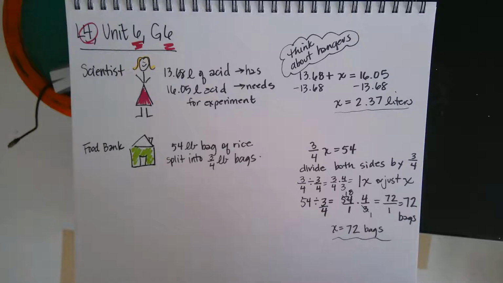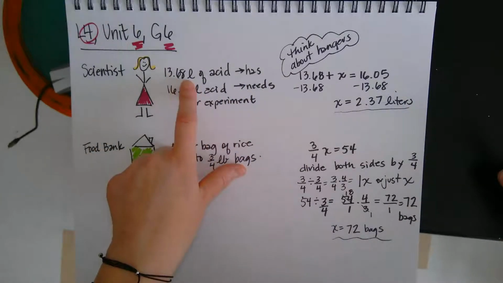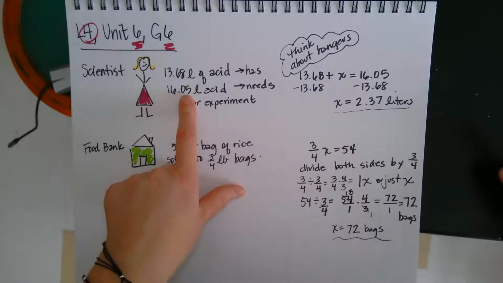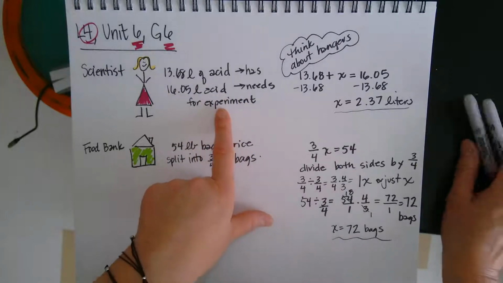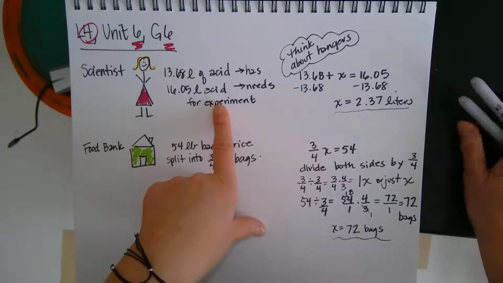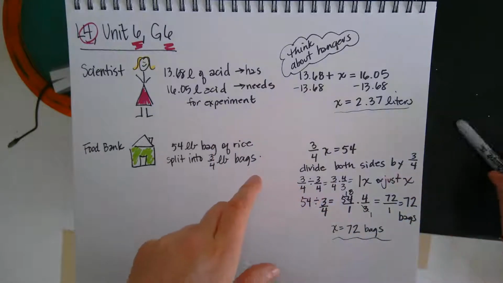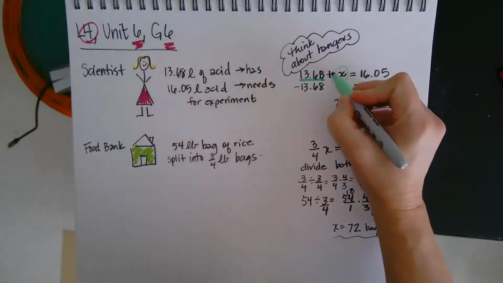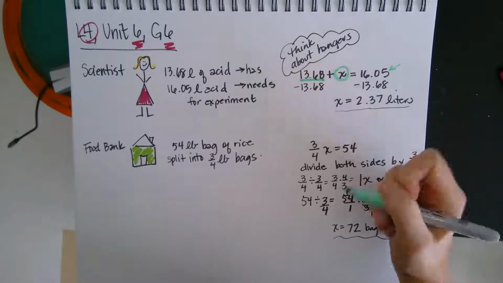And so this scientist has 13 and 6800ths liters of acid, but she needs 16 and 500ths liters of acid for her experiment. And so we're going to have to figure out what she still needs in order to be able to carry out her experiment. And so we have the amount that she currently has plus the amount she needs to get, and that equals what she needs for the experiment.